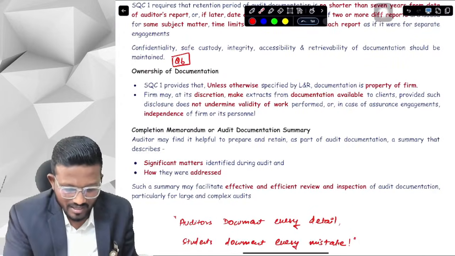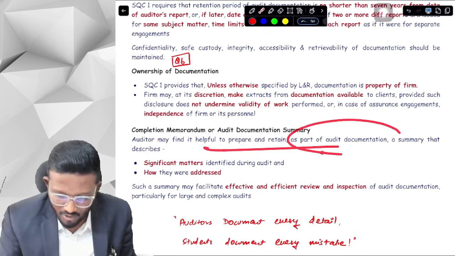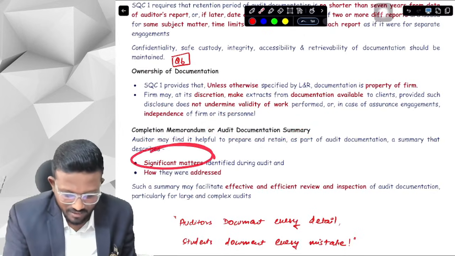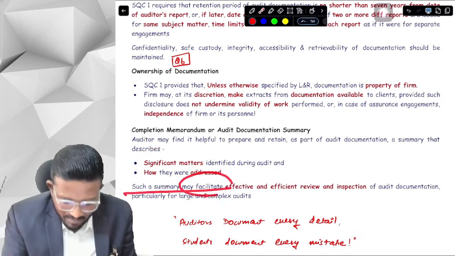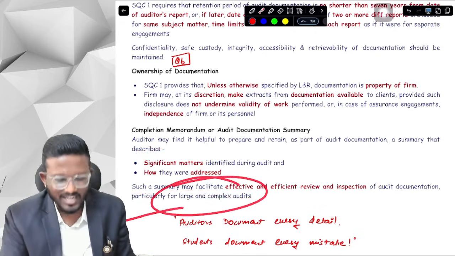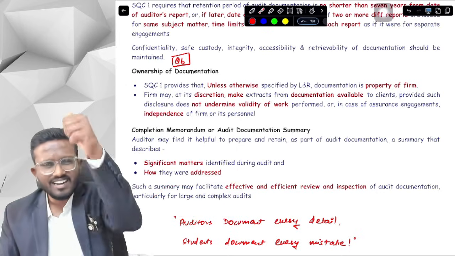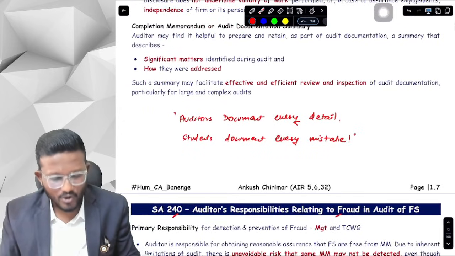So what does it say? The completion memorandum or documentation summary: the auditor can retain as part of audit documentation a summary which describes the significant matters that were identified and how they were addressed. This summary can help in effective and efficient review and inspection of audit documentation, particularly for large and complex audits. This was your SA 200, SA 210 and SA 230. I hope that was very clear to you.